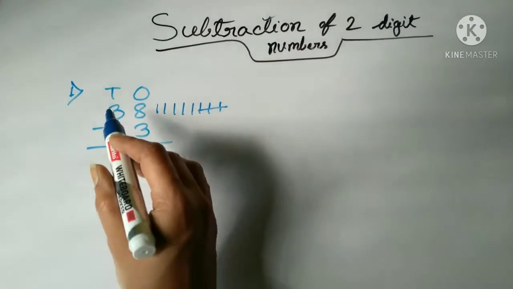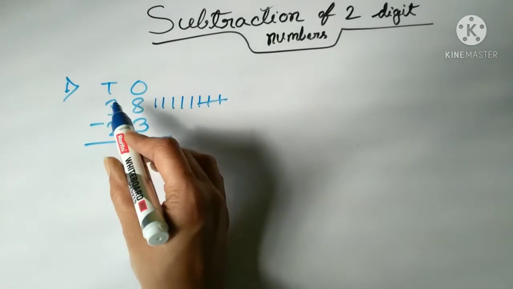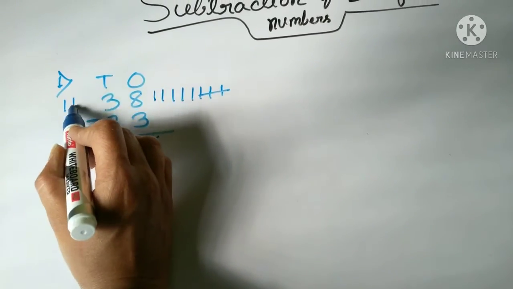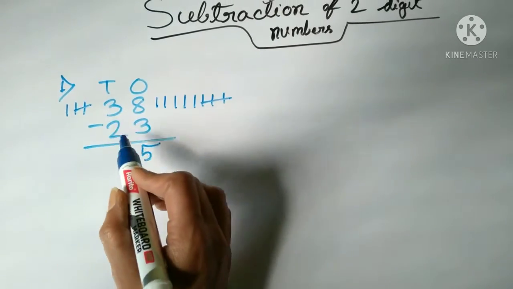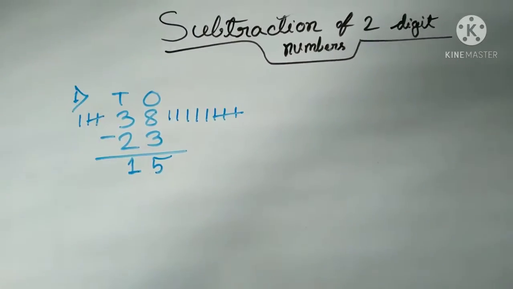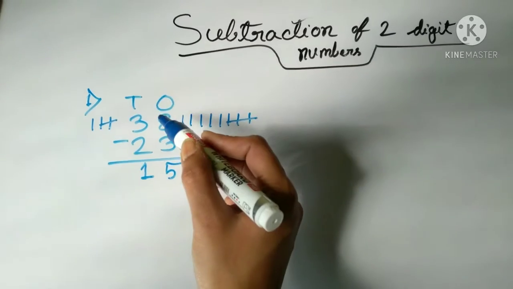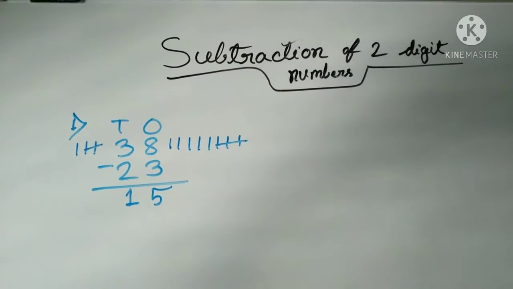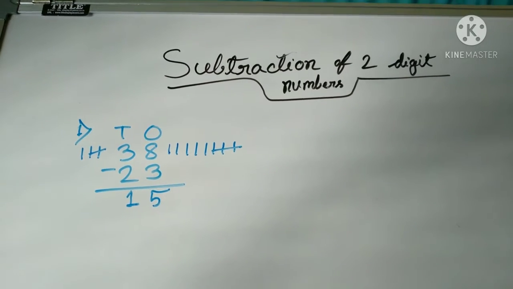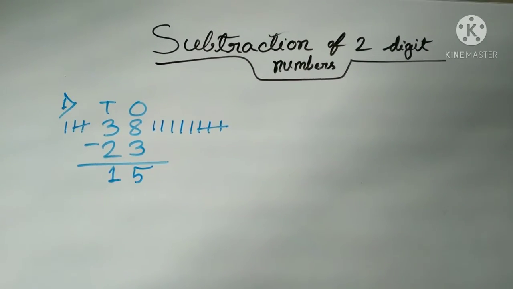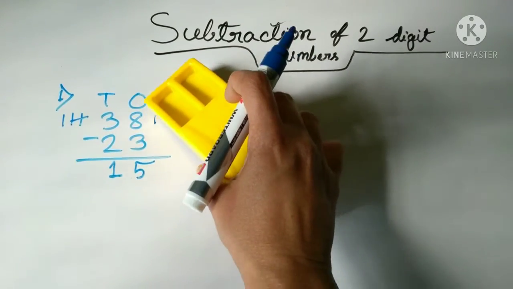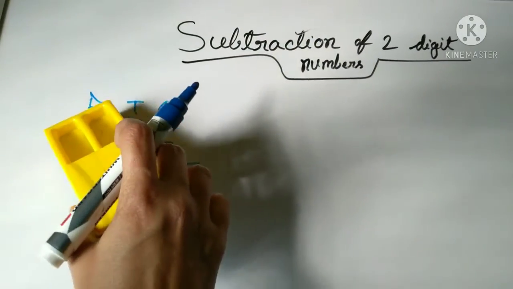Next, tens place 3 by 2. 3 minus 2. 1, 2, 3. Cross out 2. Remaining standing lines: 1. So 38 minus 23, answer 15. After completing the sum, you must erase the standing lines. Okay.